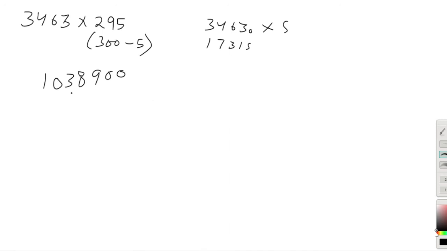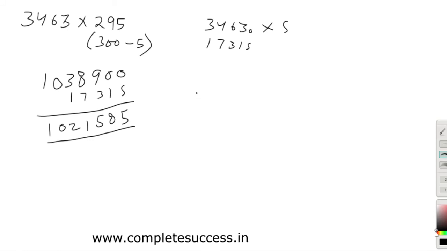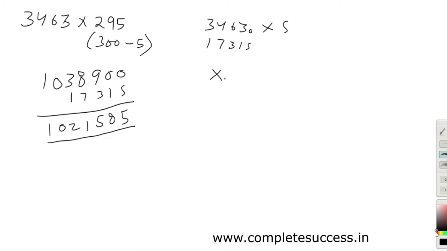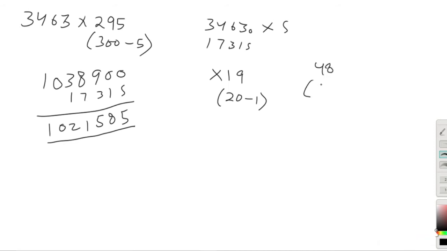So we subtract 17,315 out of this value. 900 minus 300 is 600. 600 minus 15 is 585. So that goes to 1,021,585. So if there is any equation like multiply with 19, instead of multiplying it with 19, we can do 20 minus 1. Multiply with 48, so instead of multiplying with 48, we can do 50 minus 2.